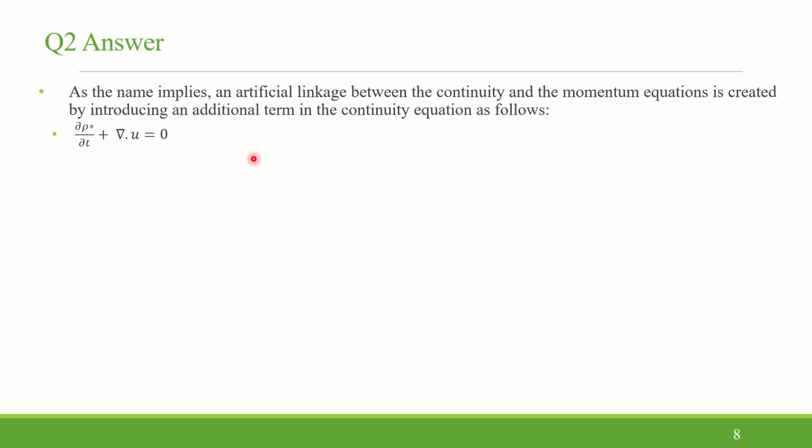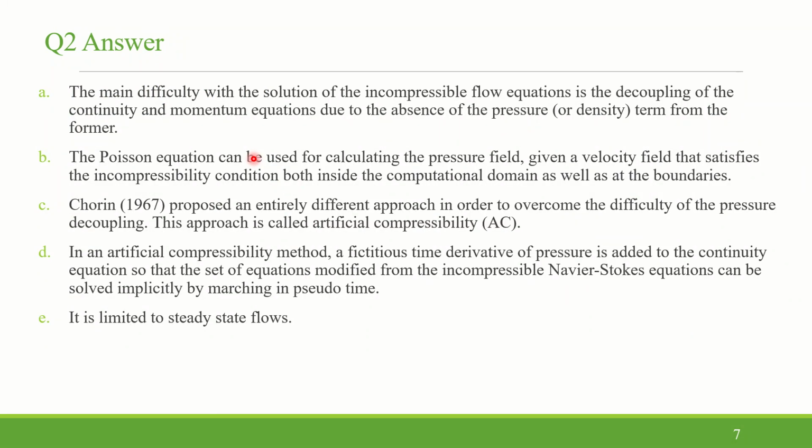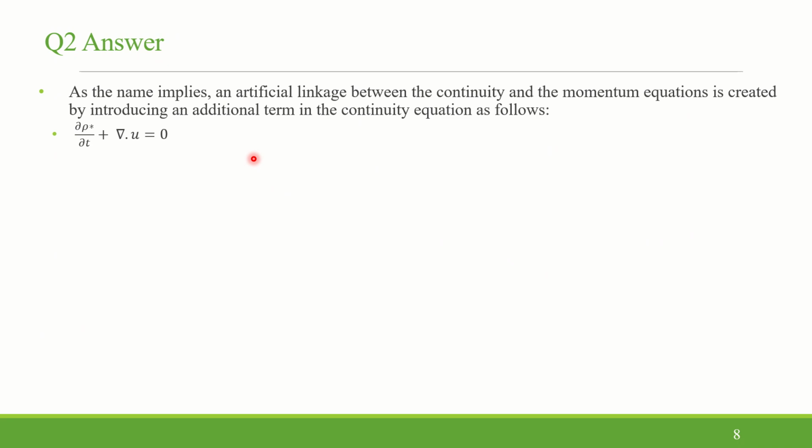So we were talking about how the continuity equation doesn't have a term for pressure or density, and therefore it becomes difficult for the pressure velocity decoupling when we are dealing with incompressible flow systems. So he introduced an artificial linkage between the continuity equation and the momentum conservation equation by introducing one new term, known as the fictitious time derivative of pressure.